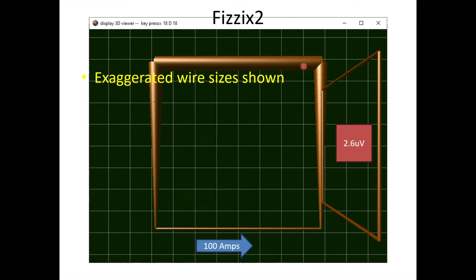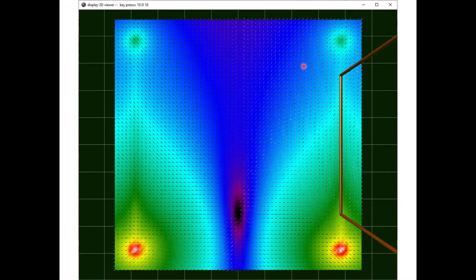So let me insert the sensor plane now. And there you go. The centripetal effects over here are tiny compared to what they are at the corner. And what I'm going to do now, so we can focus on these little arrows, is zoom in down here.